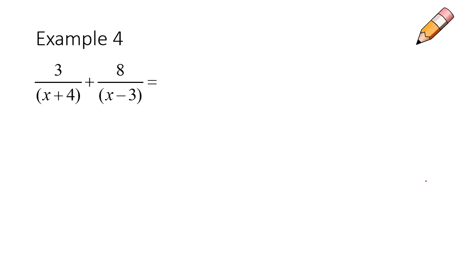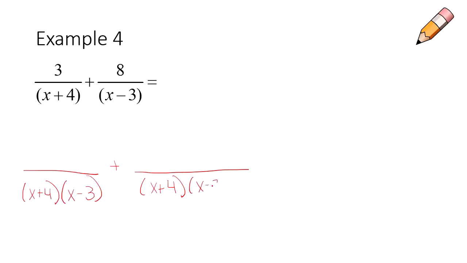Let's take a look at the last example. 3 over x plus 4 plus 8 over x minus 3. So guys, I'm not going to use the box this time because I see that I have two terms on the denominator that are completely different. No other factors. So would you guys agree with me that my common denominator would be x plus 4, x minus 3, multiplied together, right? Because those two are not alike in any way. So if I can write them out, those are going to be my common denominator.